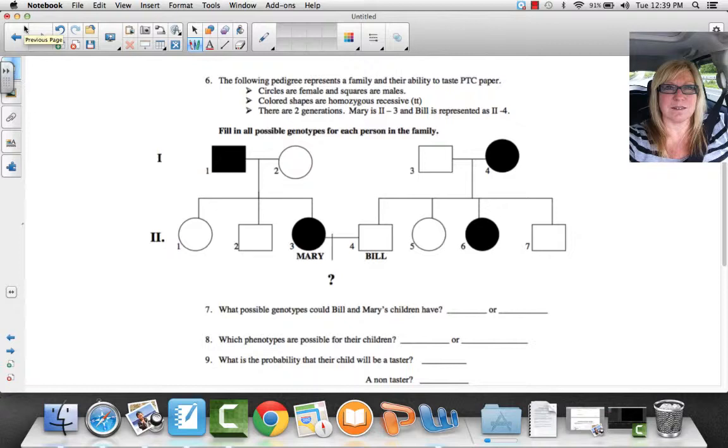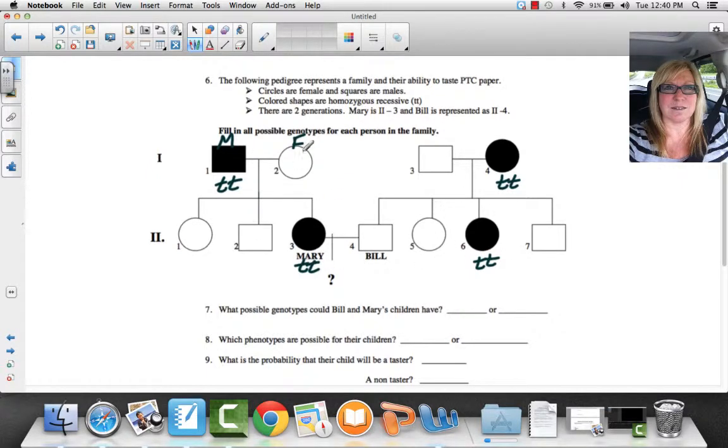So now we're going to look at a pedigree tree that represents a family and their ability to taste this PTC paper. So they're telling us that the circles are the females and that the squares are the males. And they're also telling us that the colored shapes are the homozygous recessive traits. So these are our non-tasters.